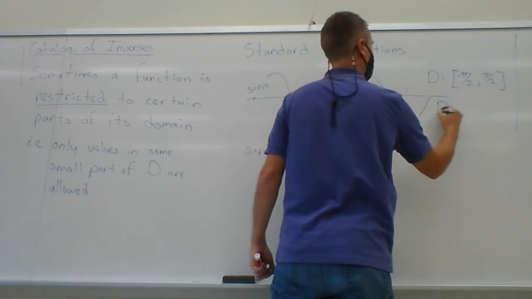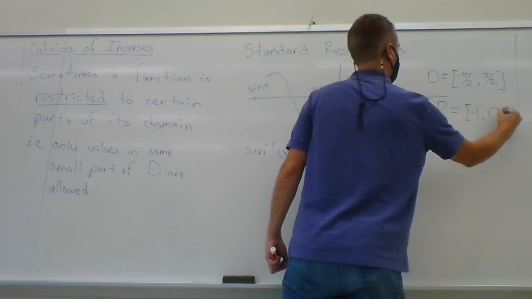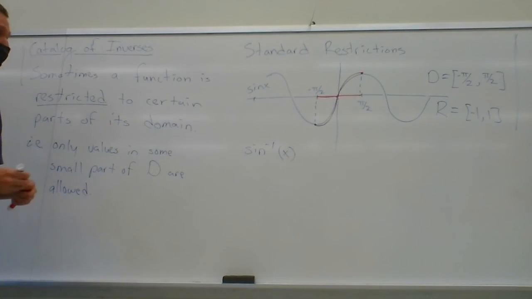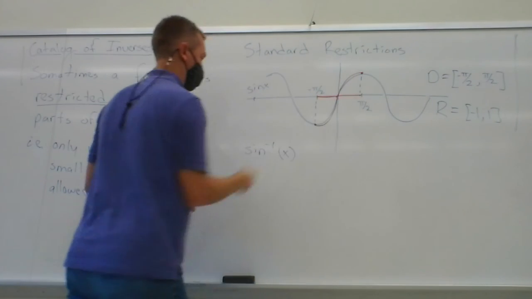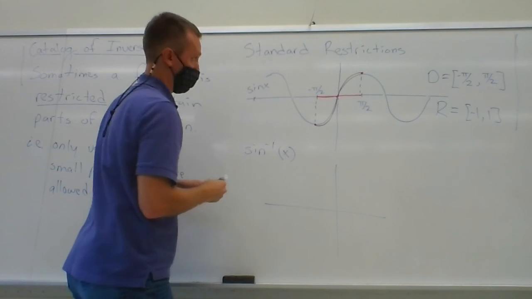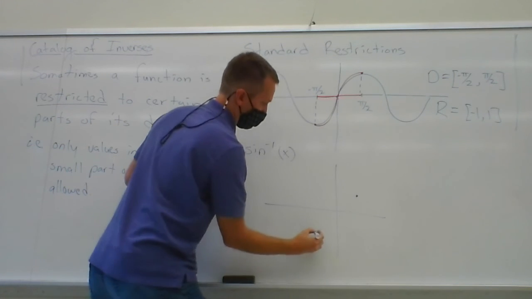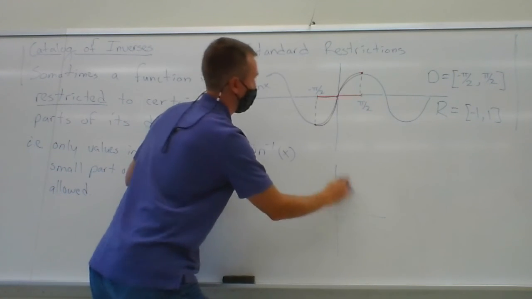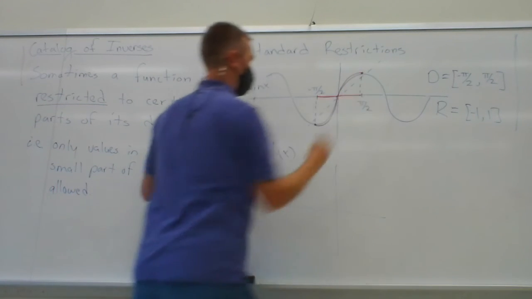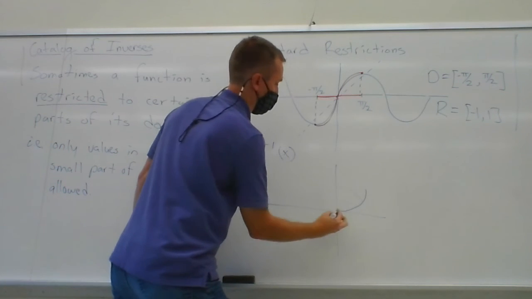And it gives us values between negative 1 and 1. Sine inverse now, it's the reflection of this graph across the line y equals x, so it looks like this. I'll try my best. This point stays fixed. This point, maybe it doesn't here. We need this line, y equals x, we reflect it. We get something that looks like this.